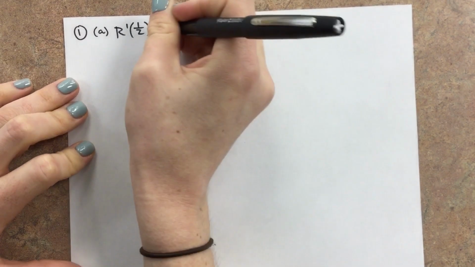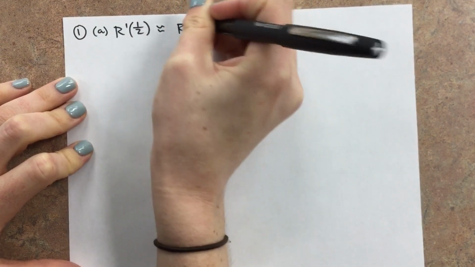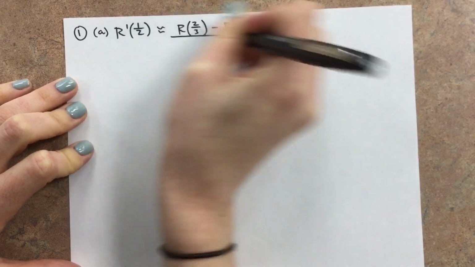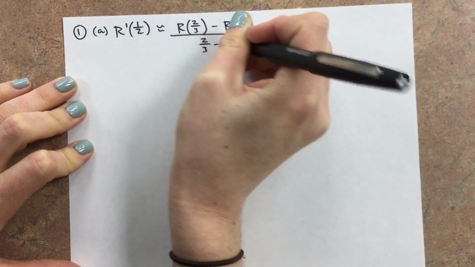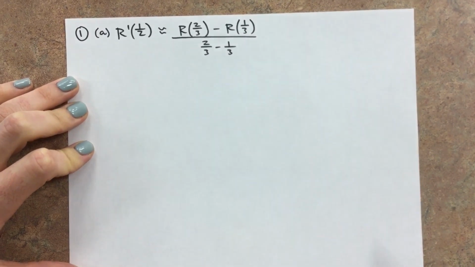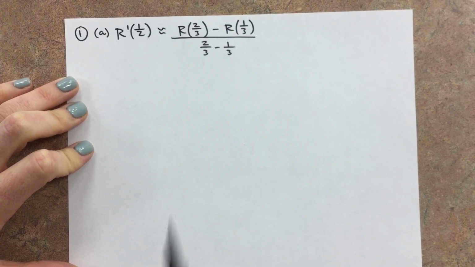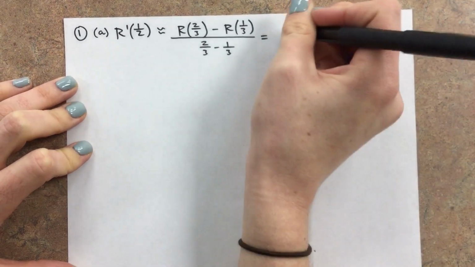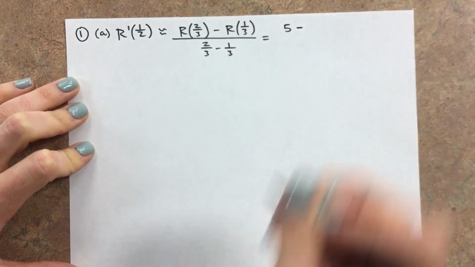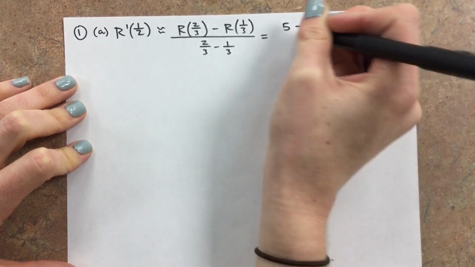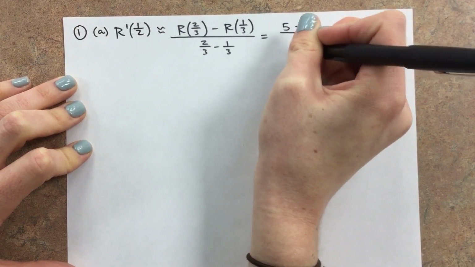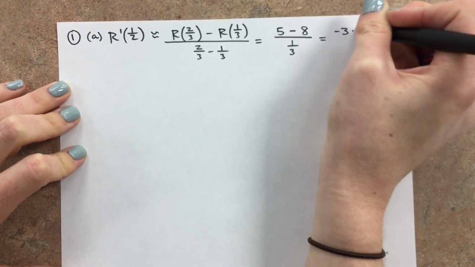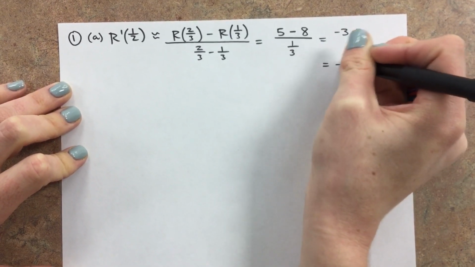So our computations, we'd say this is approximately the rate at 2/3 minus the rate at 1/3 over the change in t, which would be 2/3 minus 1/3. You want to make sure you're showing this work and not just randomly plopping down numbers that come off the table. You want to show what you're pulling off the table before you write it down. So the rate at 2/3 is 5 gallons per hour minus the rate at 1/3, which is 8 gallons per hour. And when I subtract these, I get -3 divided by 1/3, which would be times 3. So that comes out to be a -9.